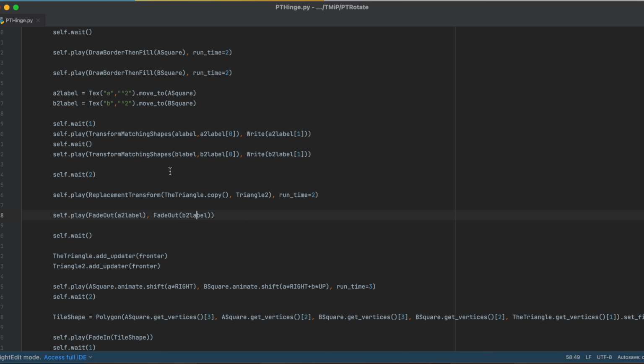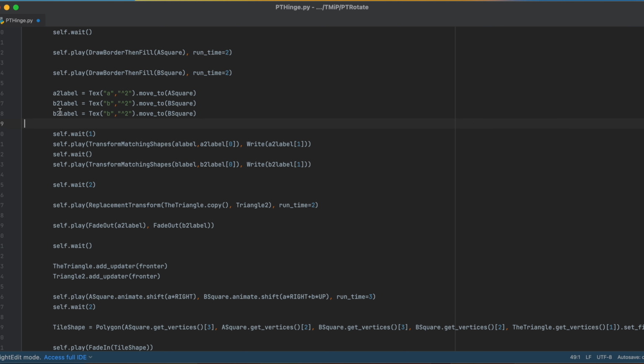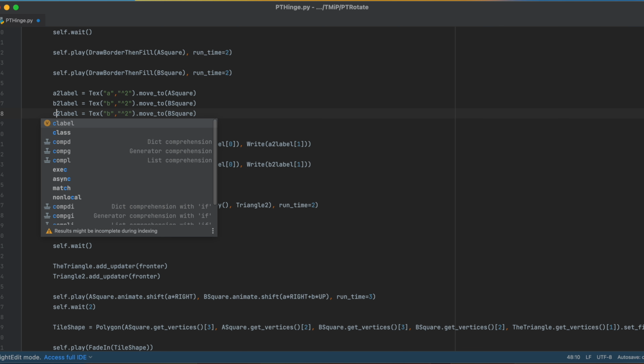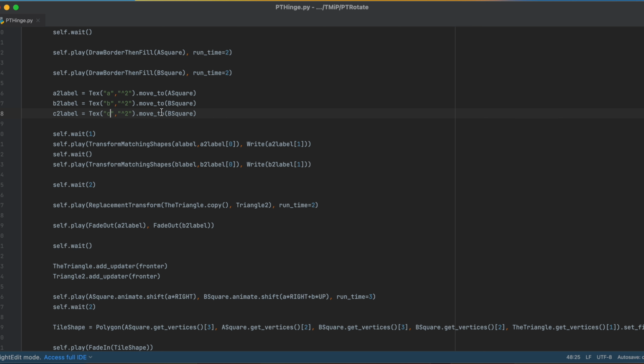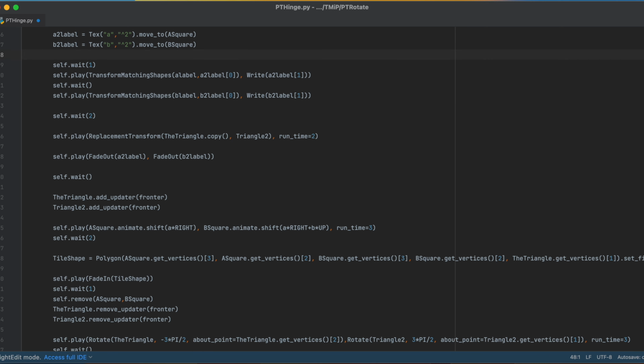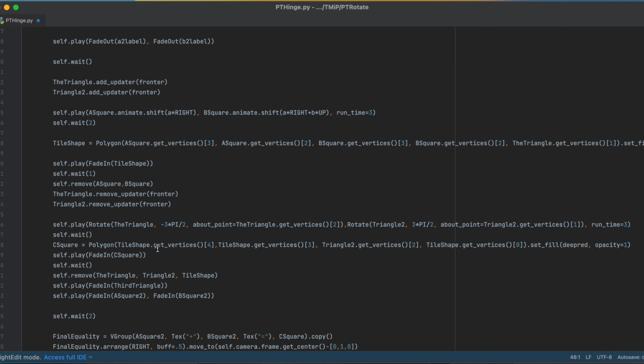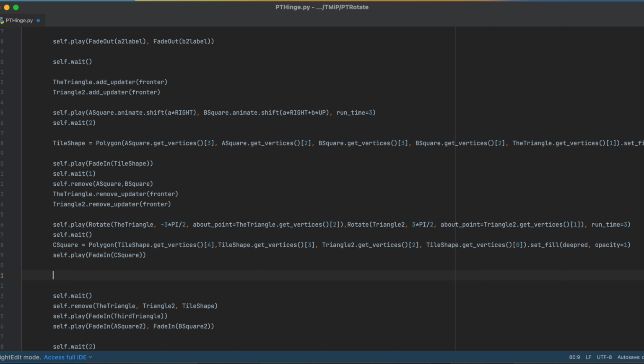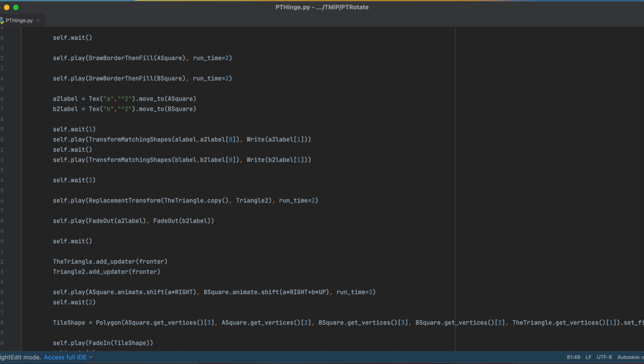And so we're just going to do the exact same thing now, but with the C by C square. So I'm going to take this label. I'm going to do that. I'm going to call it C2 label. It's C squared, and I'm going to move it to C square. Now I haven't drawn C square here yet, so I have to copy and paste it and do it right after I draw C square. So here I've done that, C squared. I'm going to go back up.